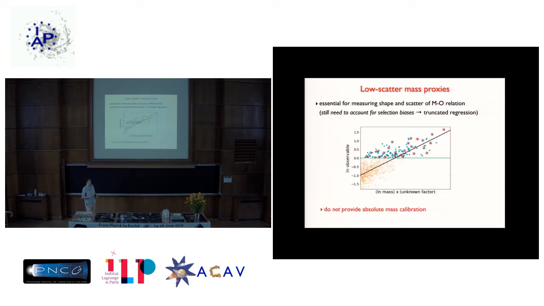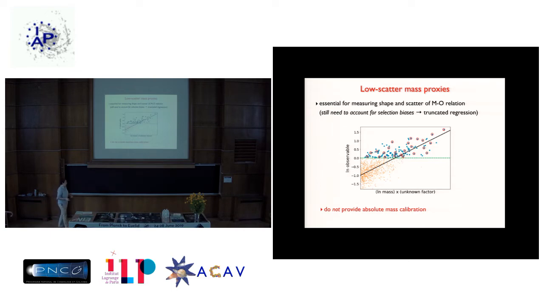This is very helpful because imagine now you follow up some of the clusters in your sample with these low scatter mass proxies. You can then reconstruct what this line is. Yes, there's still a challenge here. You still have to take into account the selection biases. But this is something that statisticians have solved for us. This is called truncated regression.